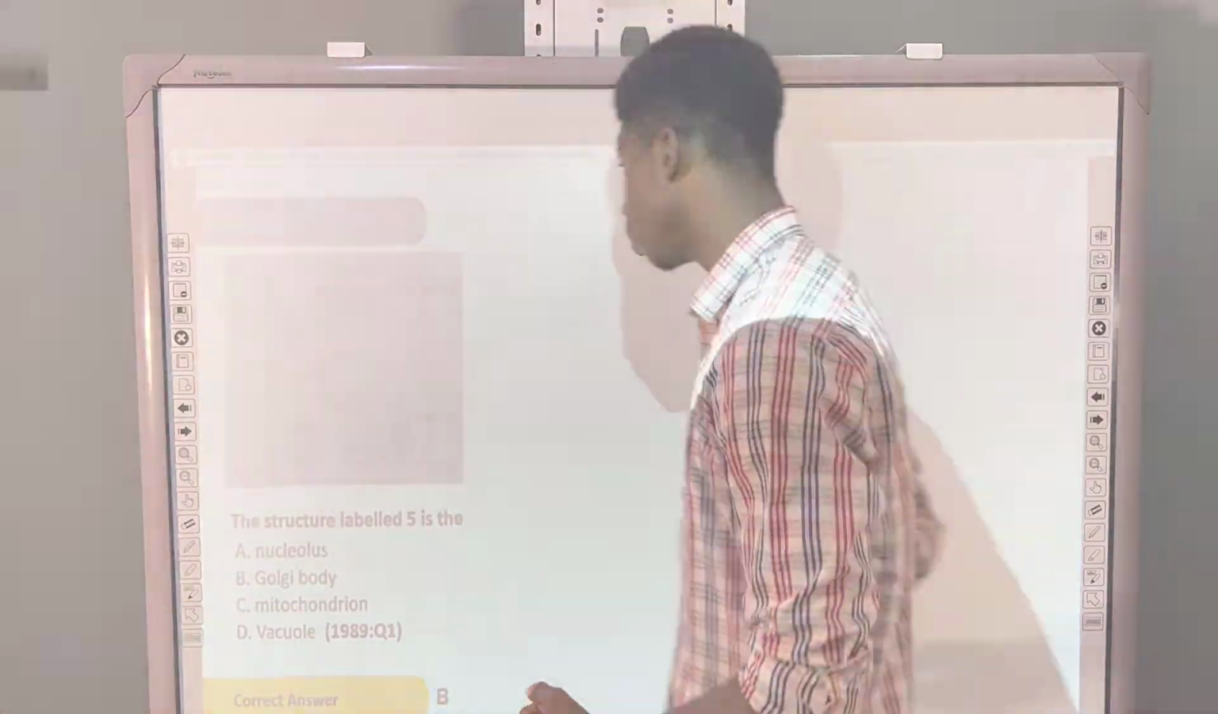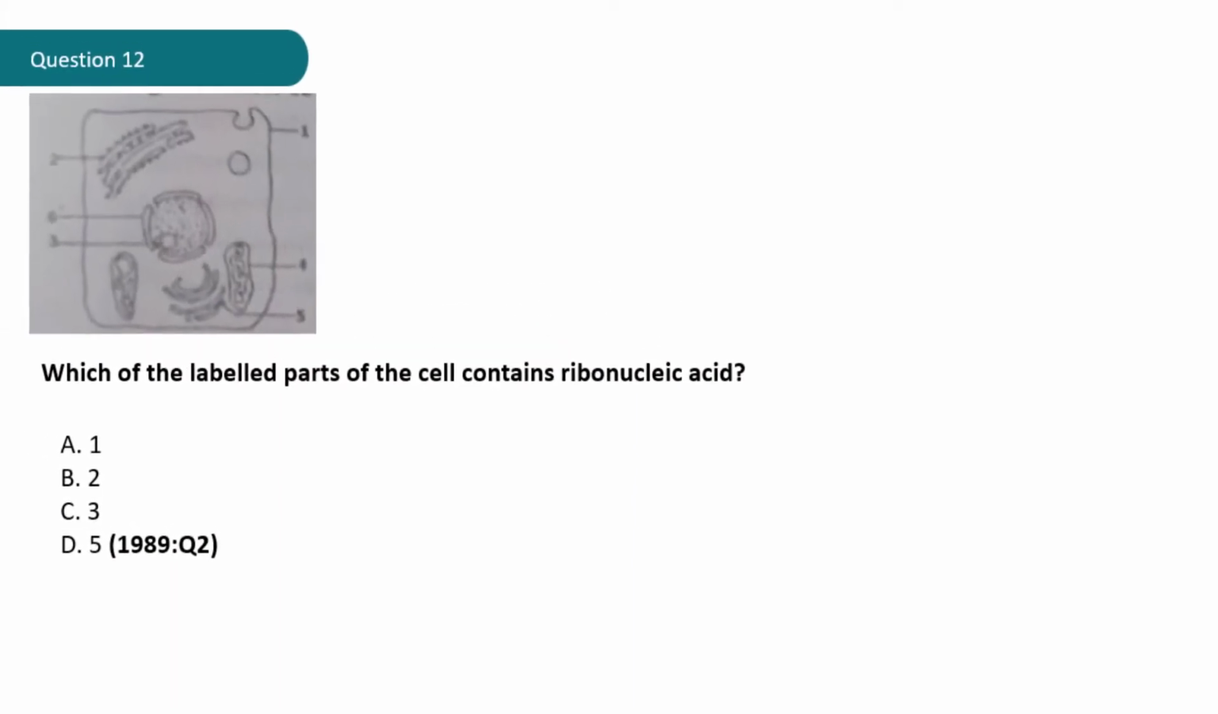Next question. Question 12. Which of the labeled parts of the cell contains ribonucleic acid? A. 1, B. 2, C. 3, D. 5. That is gotten from the year 1989, question 2. Let's try that ourselves. Now let's see what the answer says. The correct answer is C, 3. So the part labeled 3 is known as the ribonucleic acid or RNA.